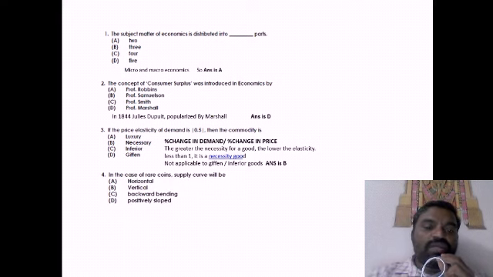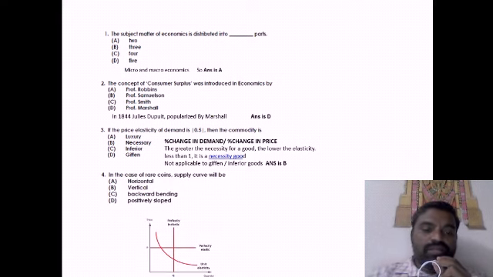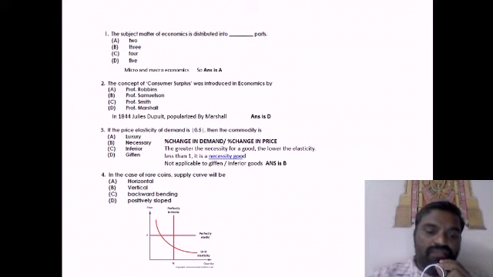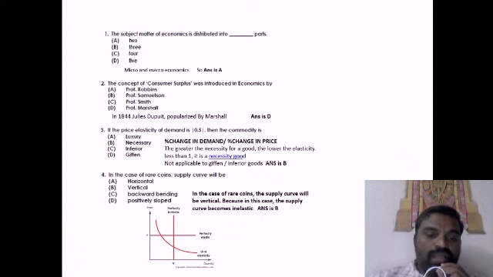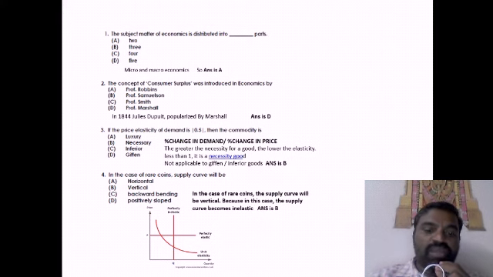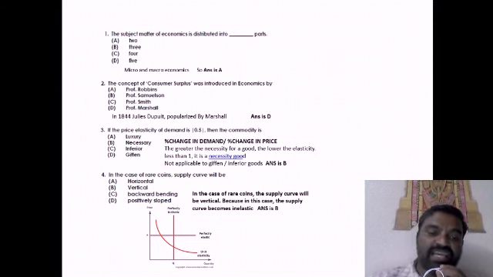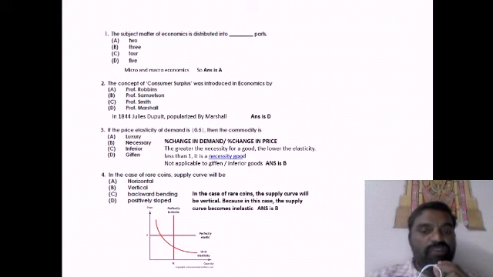In the case of rare coins, the supply curve will be, students, see here the graph. If perfectly inelastic or perfectly elastic, it will be straight lines. So in case of rare coins, the supply curve will be vertical, because in this case the supply is inelastic. See, perfectly inelastic is a vertical line. If it is perfectly elastic, it is a horizontal line, right? So in the case of rare coins, the supply curve will be vertical.